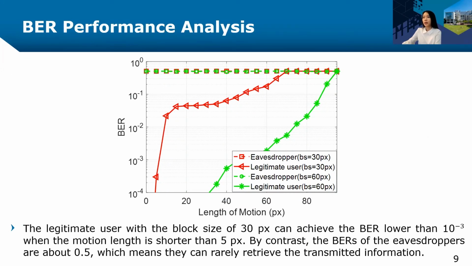Firstly, we compare the BER performances of the encryption method with different data blocks. The legitimate user with the block size of 30 pixels can achieve the BER lower than 10 to the minus 3 when the motion length is shorter than 5 pixels. By contrast, the BERs of the eavesdroppers are above 0.5, which means they can rarely retrieve the transmitted information.